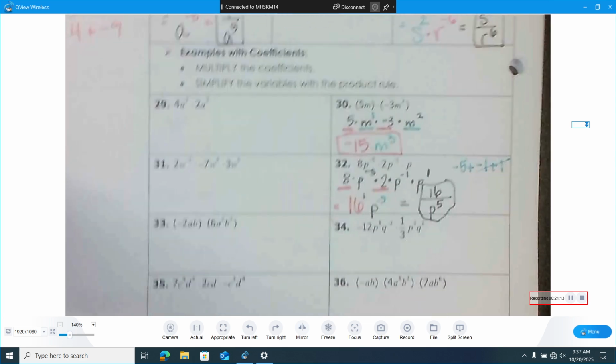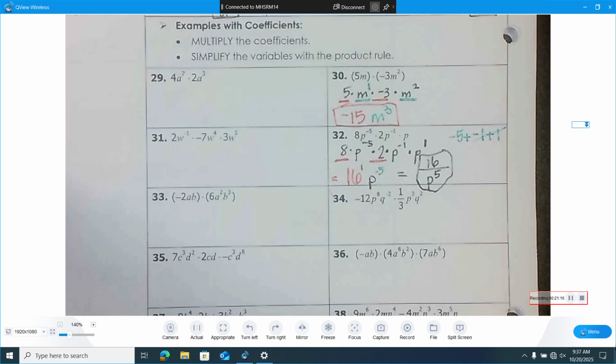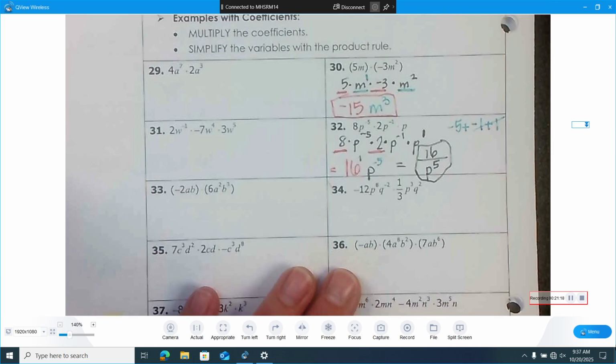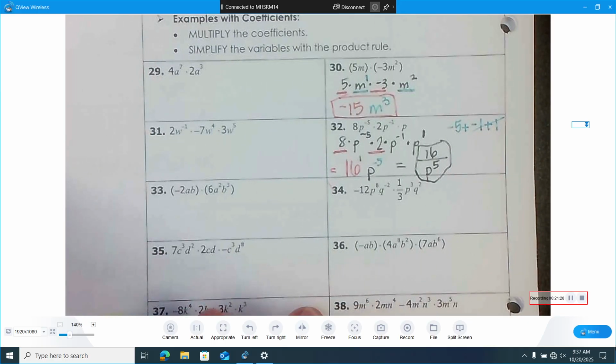Okay. How are you doing? Good. Okay. Let's look at 36 and then maybe 38 and we'll be done.